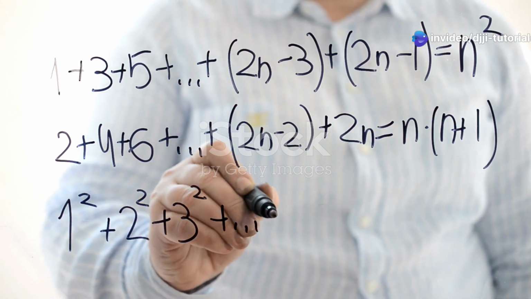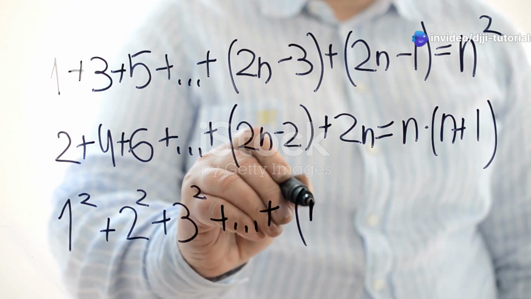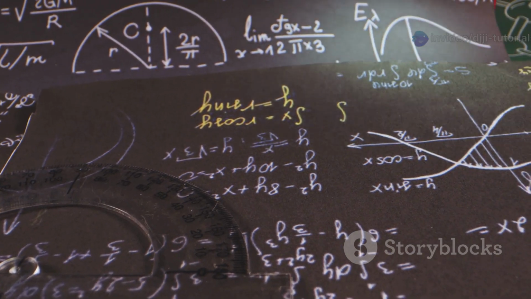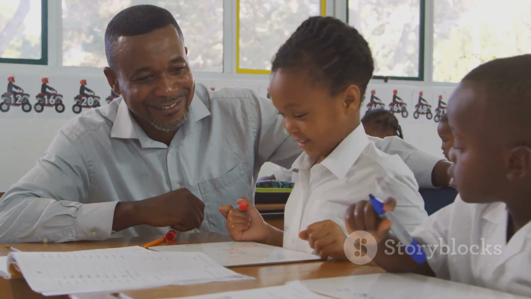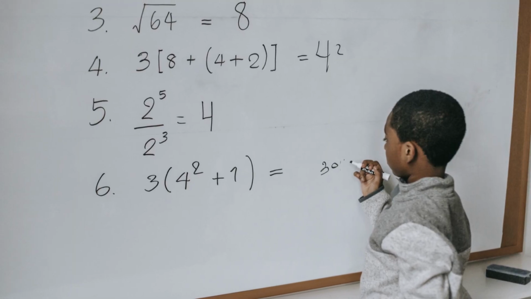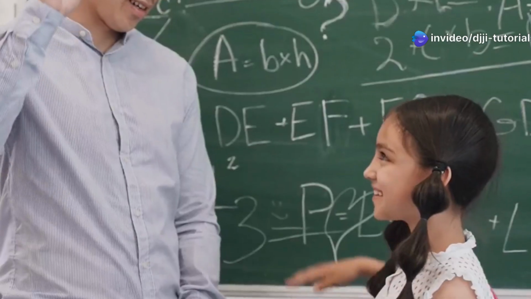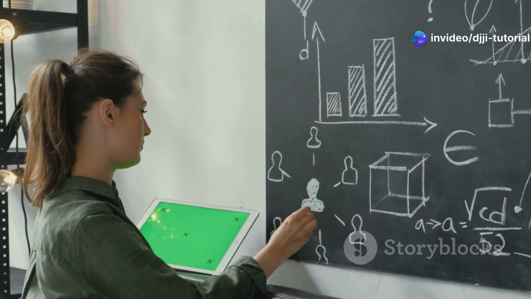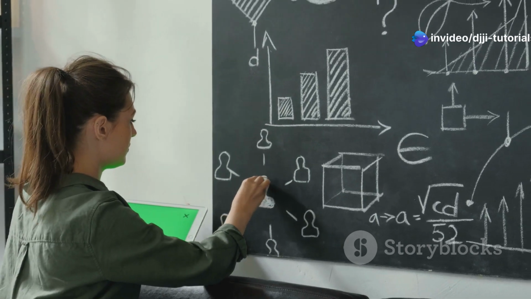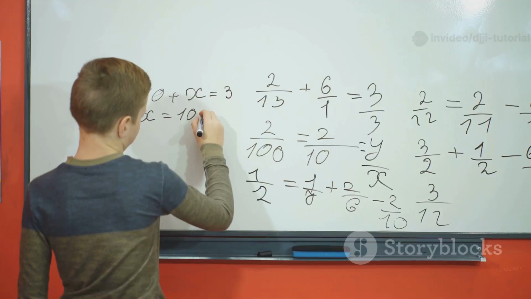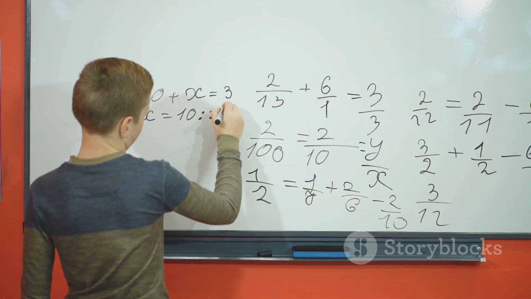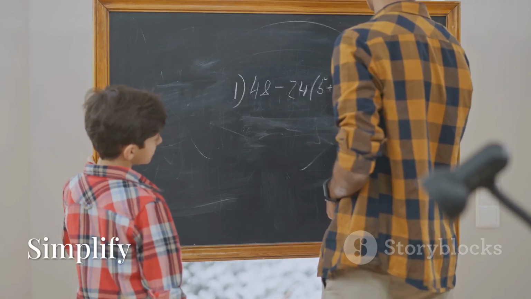Alright, let's combine like terms in the expression 2x plus 5x plus 6 minus 2x squared. First, we look at the terms with x. 2x plus 5x gives us 7x. Now we have 7x plus 6 minus 2x squared. Remember, we can only combine like terms, so 7x and 6 remain as they are, and minus 2x squared stays separate. The simplified expression is 7x plus 6 minus 2x squared.